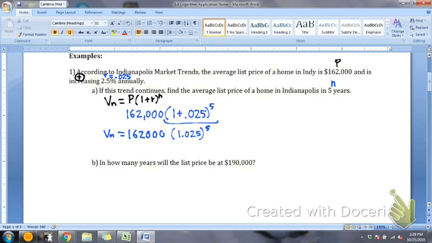So on your calculator, 1.025 raised to the fifth power. Okay, you do not need to write that down. You don't need to write that number down. You're going to let your calculator hold it. Okay? And then we know we need to multiply that number by 162,000. So just hit times 162,000.